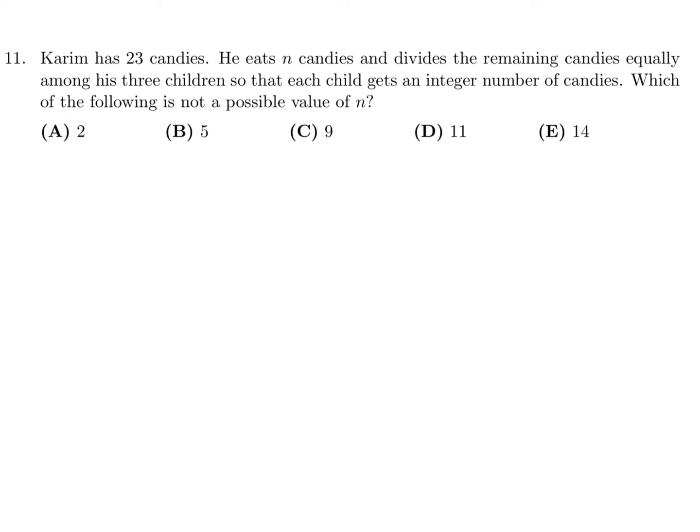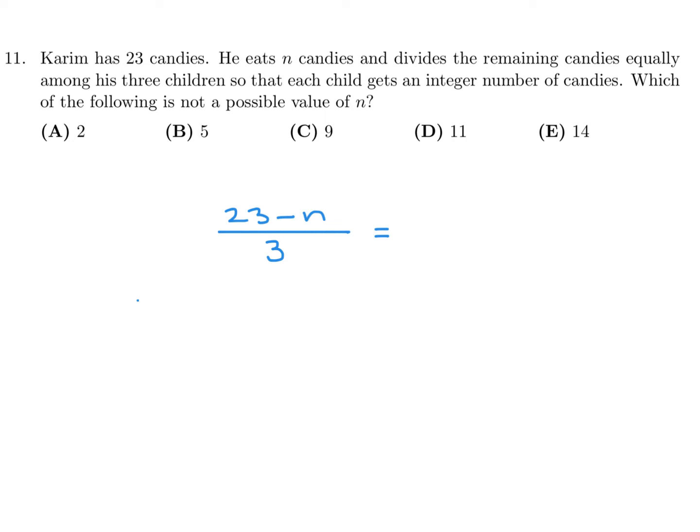Kareem has 23 candies. He eats n candies and divides the remaining candies equally among his 3 children so that each child gets an integer number of candies. Which of the following is not a possible value of n? So he starts with 23 and he's going to eat n, and then what's left he divides by 3, and this number has got to be an integer. Got it? So let's just plug in values of n.